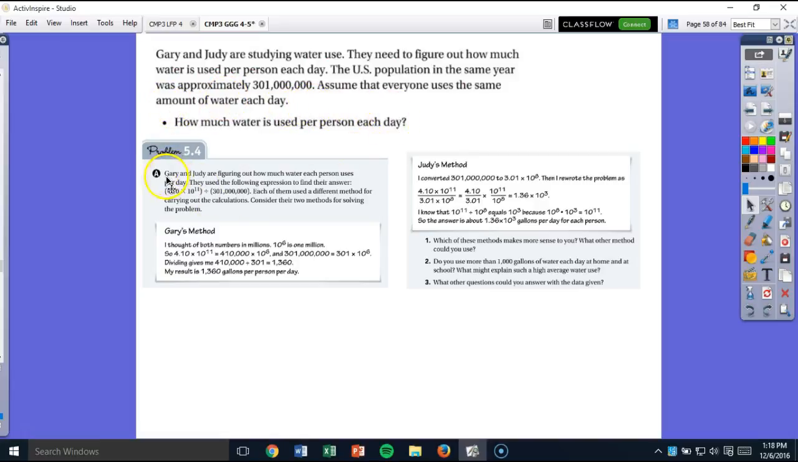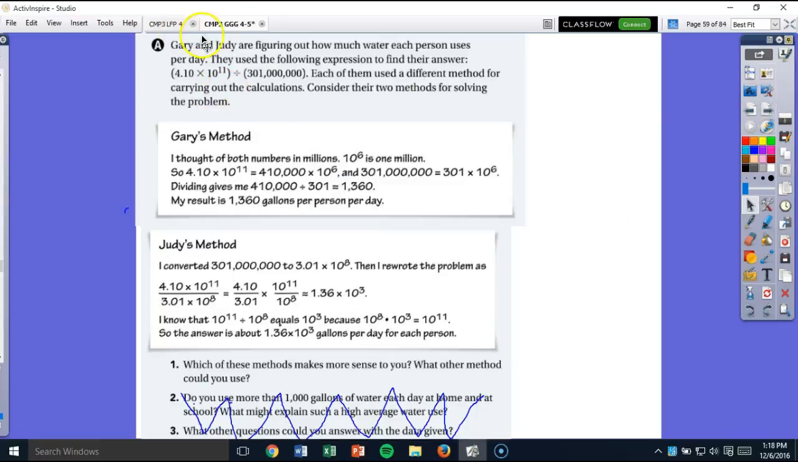So if we look down here in part A, and actually I'm going to flip to the next page because I have it blown up a little bigger. It says Gary and Judy are figuring out how much water each person uses per day. They're both going to come up with the same number, but they have two different methods. So I would encourage you to take a look at this, make sure you can understand how each of them came up with their method. And then you can go ahead and use whichever one you prefer to finish the rest of the problems and move forward with our scientific notation investigation here.